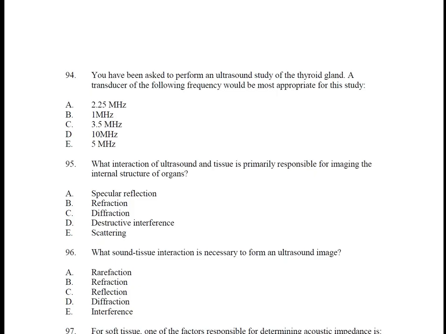If we interpret the question, it's about performing a thyroid ultrasound and choosing the most appropriate frequency transducer. Yes, since it's a superficial organ, a high frequency should be used. So, among the options, the highest frequency is 10 MHz, which is option B. I've explained this type of question in previous lectures as well. The frequency used in actual clinical practice may be different.